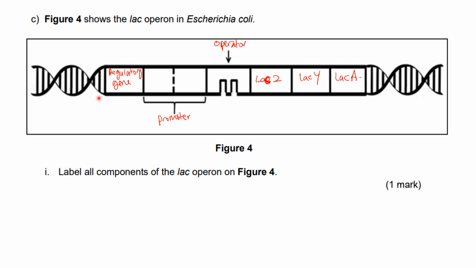So just remember, the regulatory gene codes for the synthesis of repressor protein. Promoter is the site where RNA polymerase will bind to. Operator is the site where repressor will bind to in the absence of lactose. LacZ gene is to produce the enzyme beta-galactosidase. Likewise, lacY gene is to produce the enzyme lactose permease, and lacA is to produce transacetylase enzyme.